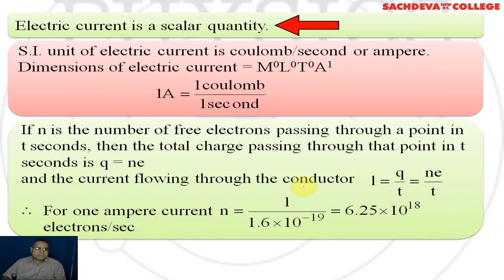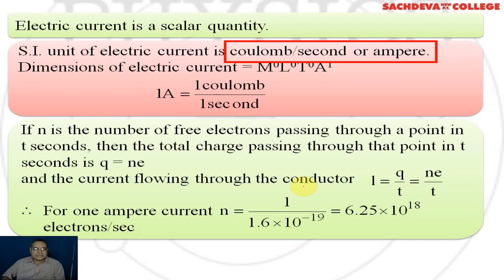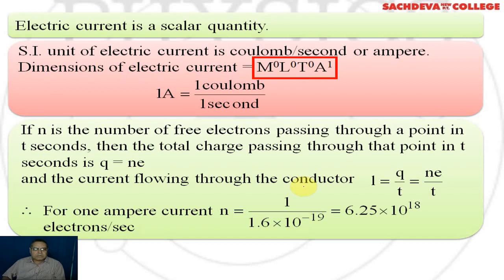Electric current is a scalar quantity. The SI unit of electric current is coulomb per second or ampere. Dimensions of electric current will be taken as M0, L0, T0, A1.